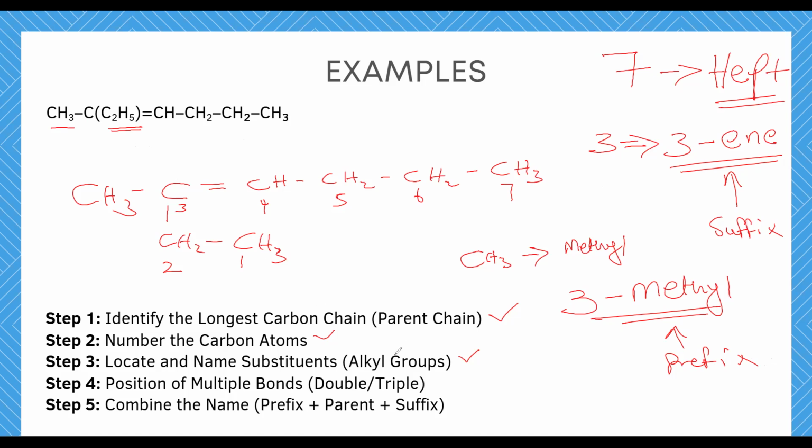Yes, sir. Very good. So now, the position of the multiple bonds, we have done that. The double bond is on carbon number 3. We have done that. So now, what is the next thing? Combine the name. So what is our prefix now? 3-methyl, right? Yes, sir. Plus the parent name. What is the parent name? Hept, right? Heptene. Good. Hept. And then our suffix 3-ene. Did you see that?